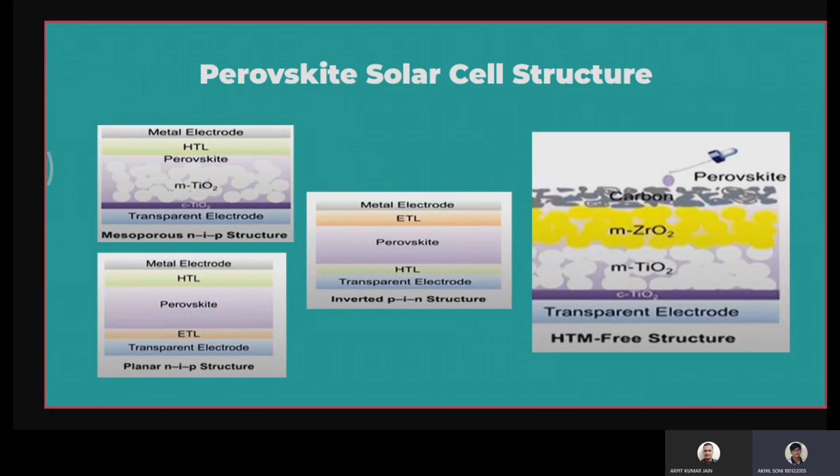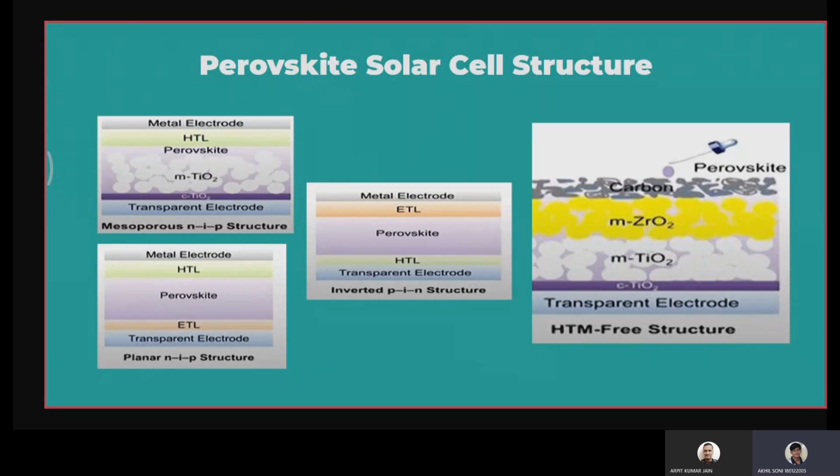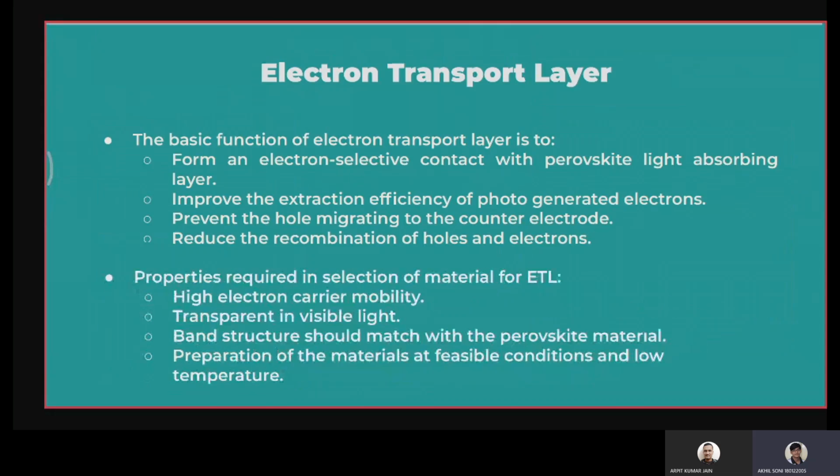Okay. Now I will discuss the electron transport layer. The basic function of the electron transport layer is to form an electron-selective contact with the perovskite light-absorbing layer. The second is to improve the extraction efficiency of the photogenerated electrons, prevent hole migration to the counter electrode, and reduce the recombination of holes and electrons.